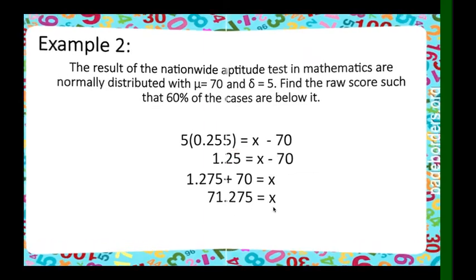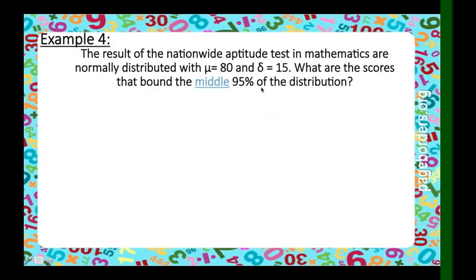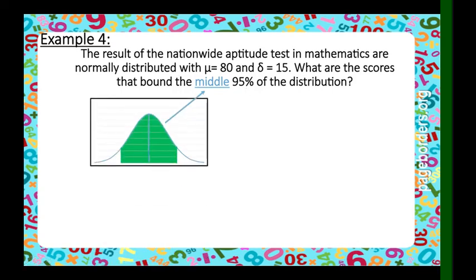Okay? Another example. The result of the nationwide aptitude test in mathematics are normally distributed with the population mean of 80 and standard deviation of 15. What are the scores that bound the middle? So we are looking for the middle 95% of the distribution. So this is the middle and that is 95%.